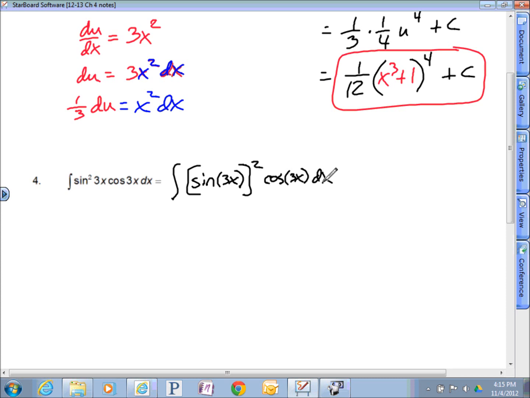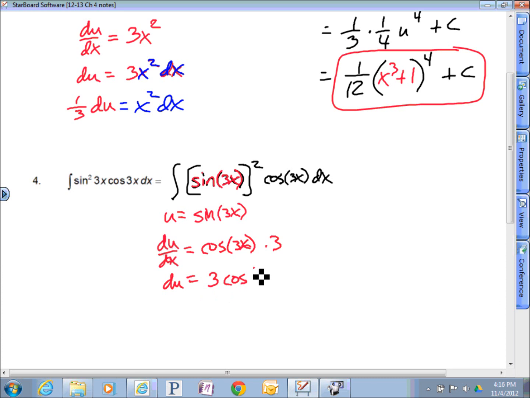What I'm going to say is, look what's inside of here. Sine of 3x is being squared. That sine of 3x is going to be your u. So du over dx. Derivative of sine, cosine of 3x, derivative of 3x times 3. Separate your variables. 3 cosine 3x dx.